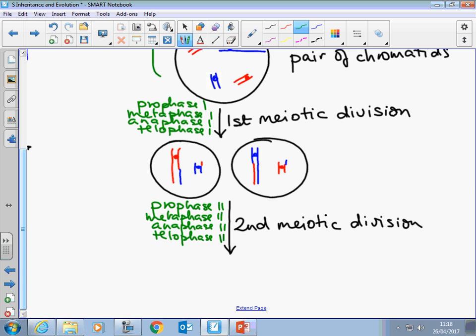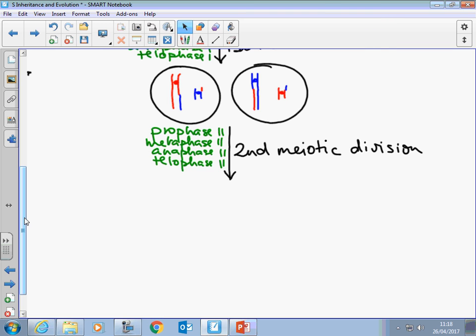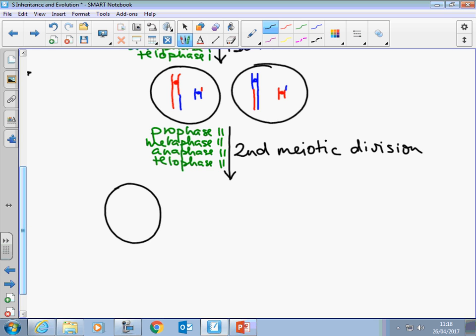What we now have to do is to separate these out into single chromosomes. So this is where the centromeres will break. Right? They didn't in the first division. There was no breakage of centromeres. But in the second division, we're going to end up with a total of 4 cells. So this one on the left will produce 2, and the one on the right will produce 2.